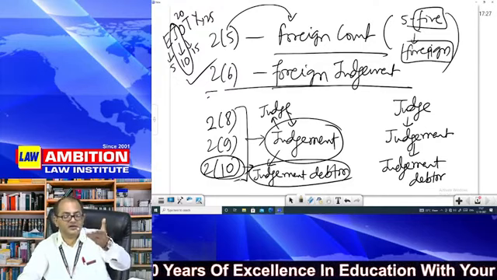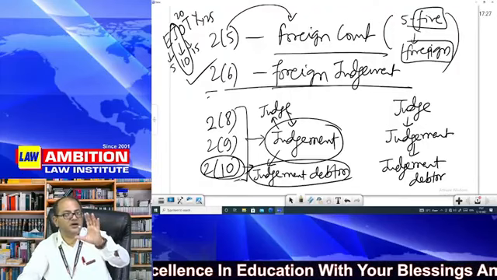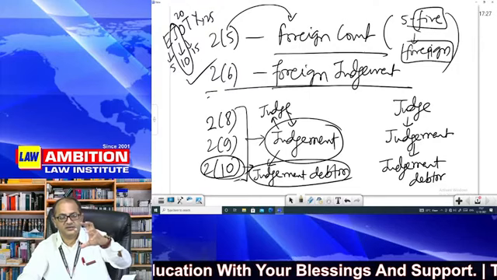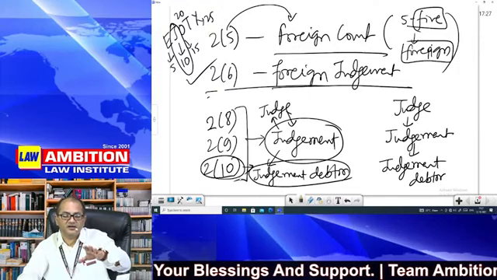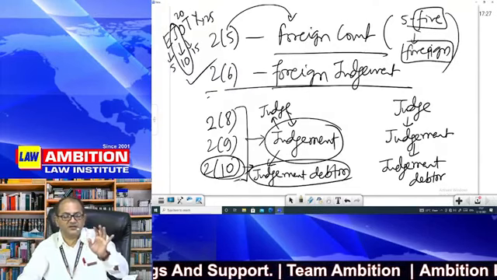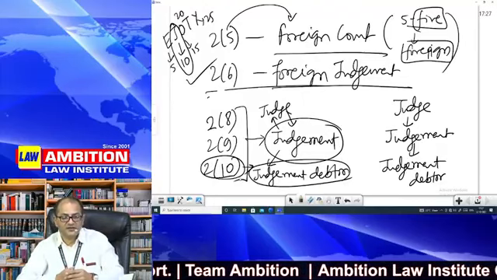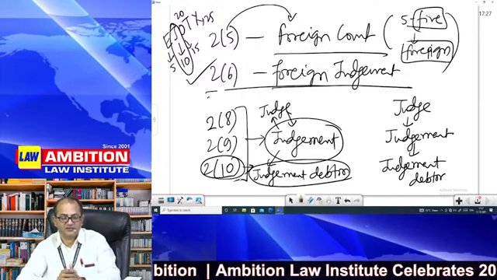Judge will give judgment, and when judgment will be given, then there will be judgment debtor. So you are required to keep in mind only this much: judge, judgment, judgment debtor. And only keep in mind this J is the 10th alphabet. And this is the last one here. So obviously judgment debtor is towards the end.